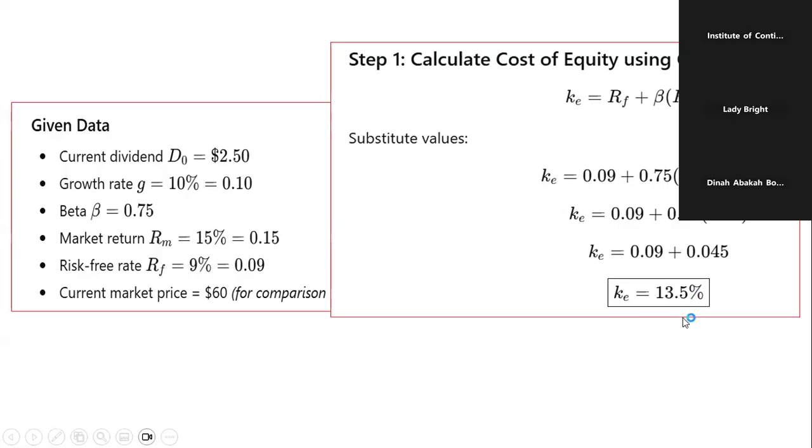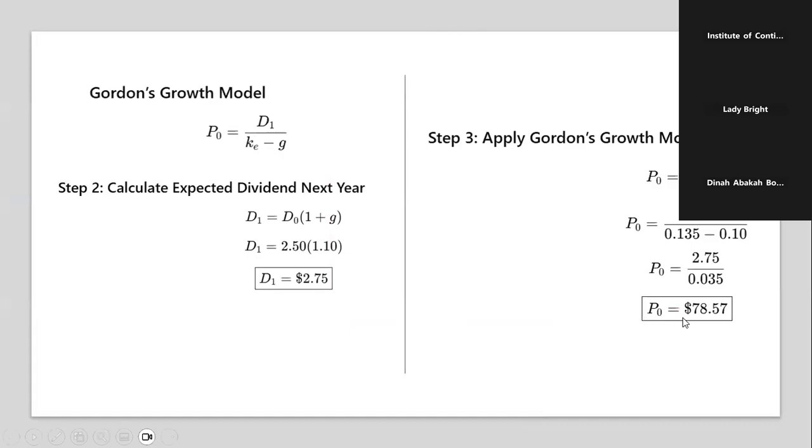Now, when we get our KE, we'll go and input that into our price formula. The question gave us dividend for year 0. So dividend at year 0 was 2.5. We calculate dividend at year 1, giving us 2.7. Then we input that into the price formula, and we are done.